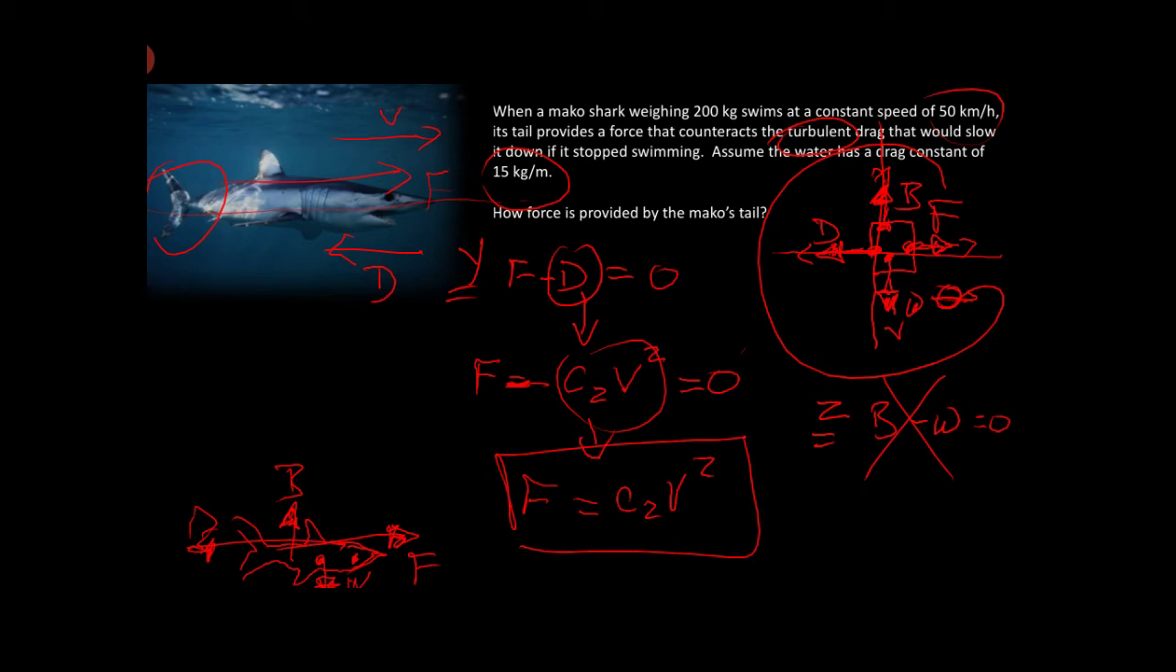So this is what we need to find. And we have the drag constant there, and we have the speed there. Looks like we don't need that mass. So the Mako got on the scale for no particular reason. So probably felt bad about itself a little bit, because that's what scales are for. So here we are.